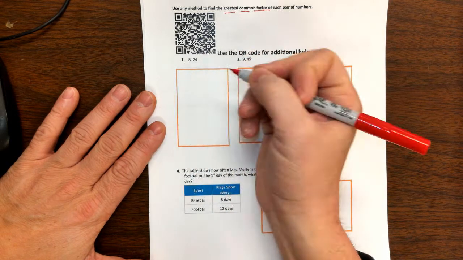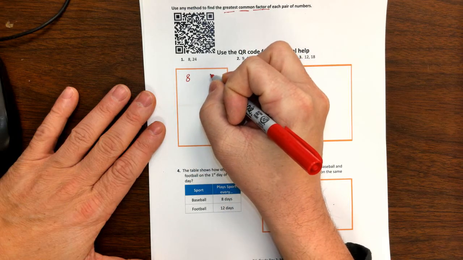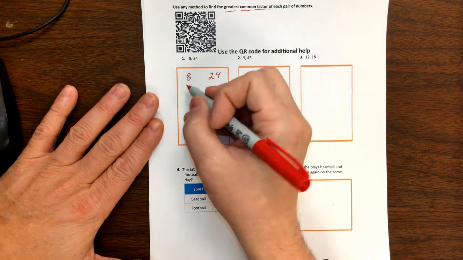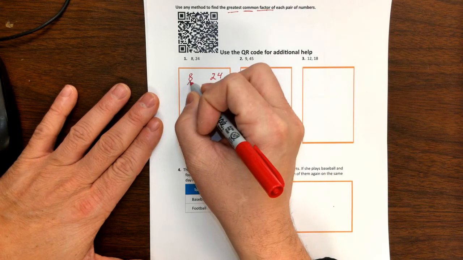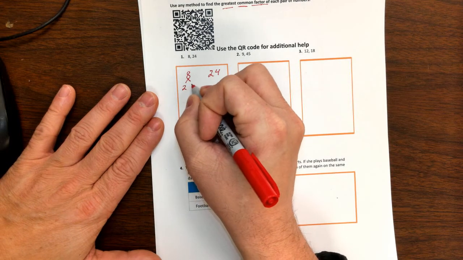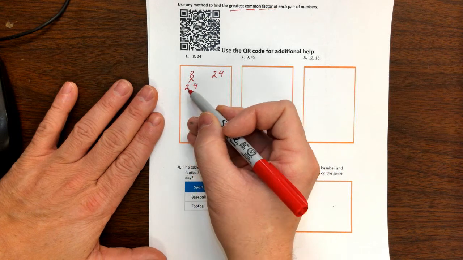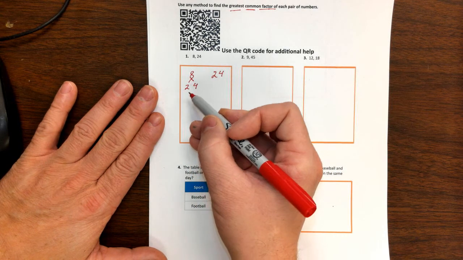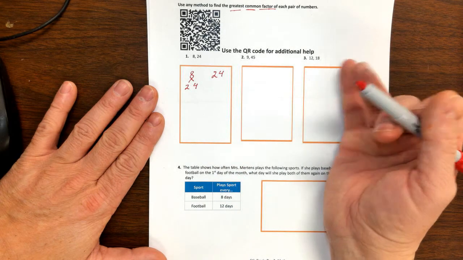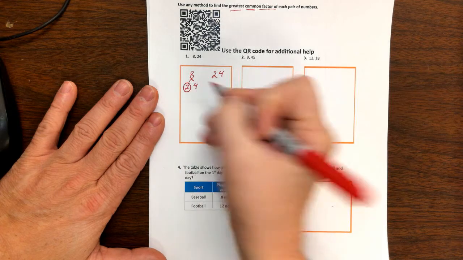Prime factorization is breaking apart the numbers by their factors. We have 8 and 24. So let's do the prime factorization for 8. What can I multiply that makes 8? Well, we can get 2 and 4, and we're looking for prime numbers. Now, 2 could be broken apart into 1 and 2, but 2 is also a prime number. Prime numbers are numbers that only have factors of 1 and itself. So 2 is a prime number.